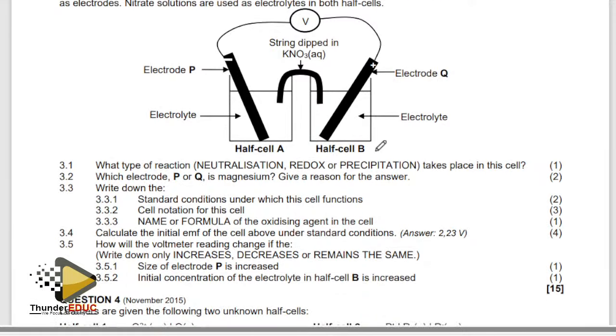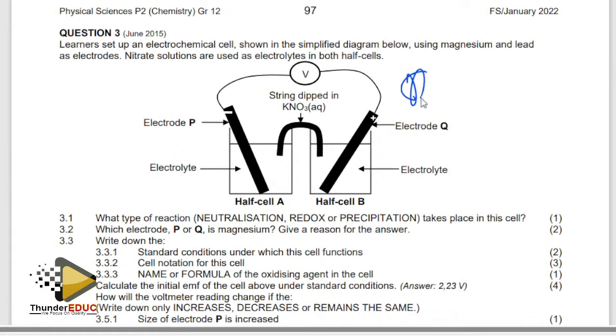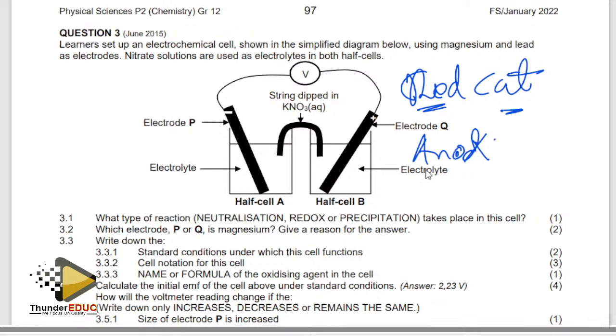Which one do we put on the cathode? Which one do we put on the anode? Don't forget that. Use what you call RED CAT: reduction at the cathode. And then AN OX, which means oxidation at the anode. So in here, the anode is the positive and the cathode is the negative. So it's the reverse of the other way, where the anode is the negative and the cathode is the positive.